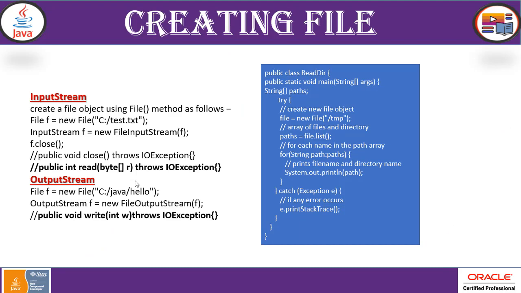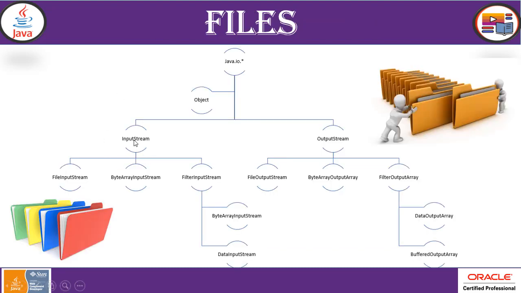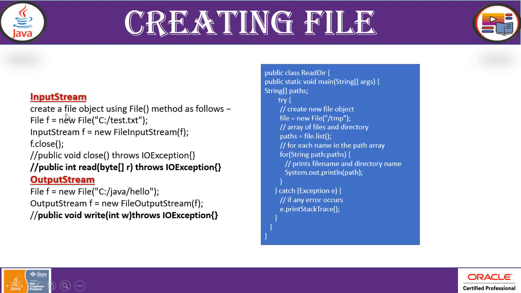The first thing we need to do is create a file. In the case of the input stream, as you have seen in the hierarchy, here we have the input stream. With the help of it, we are going to create a file. All you need to do is create a file object using the File constructor as follows, passing the path as the argument, and this object can further help you create and perform any operation. So all you need is to create an object of the File constructor.